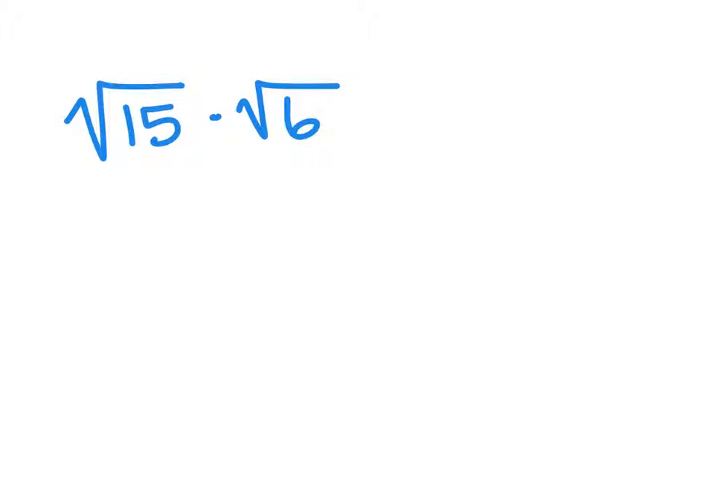Let's begin by multiplying and dividing radical expressions. In the first example, we're multiplying the square root of 15 by the square root of 6. So our first step is to use the product property of square roots to rewrite this as the square root of 15 times 6. Then we can multiply, which gives us the square root of 90.